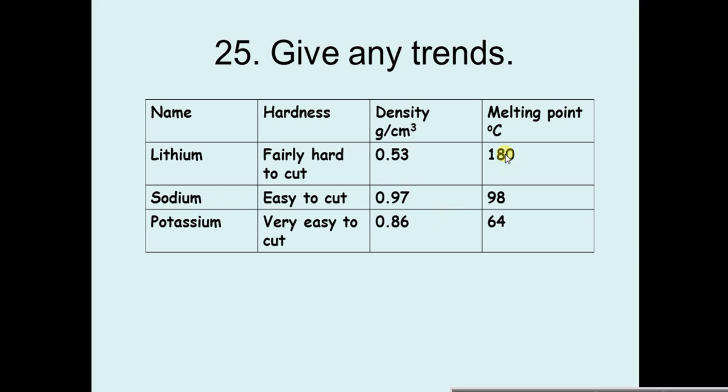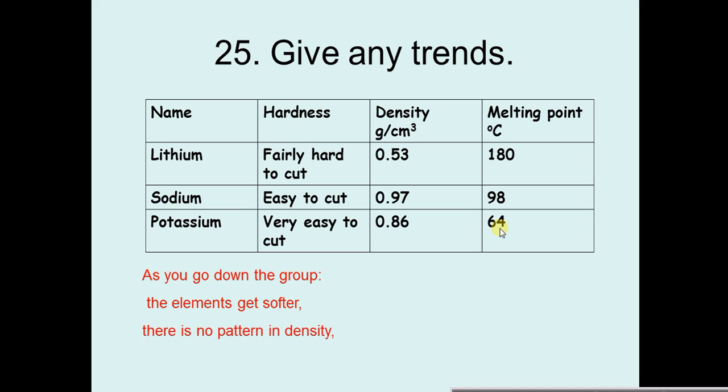The melting points, you've got melting points of 180, followed by 98, followed by 68. So quite clearly the melting point decreases as we go down the group. Okay, so here we go, the elements get softer as we go down the group, there's no pattern in the density, and the melting point decreases.